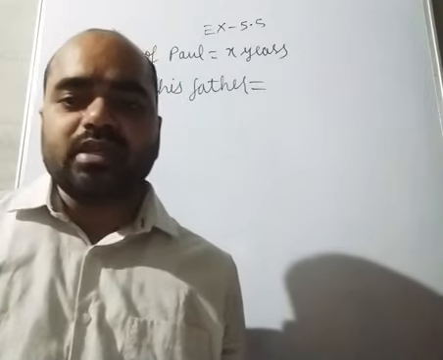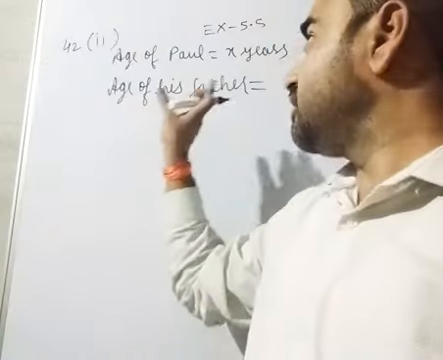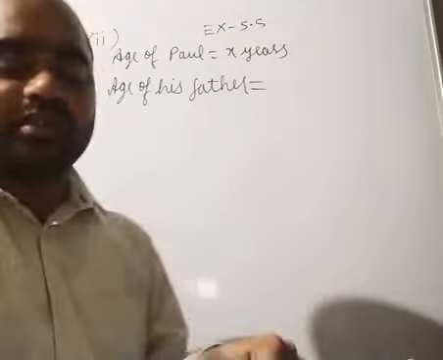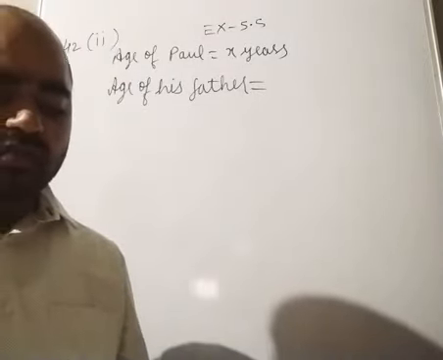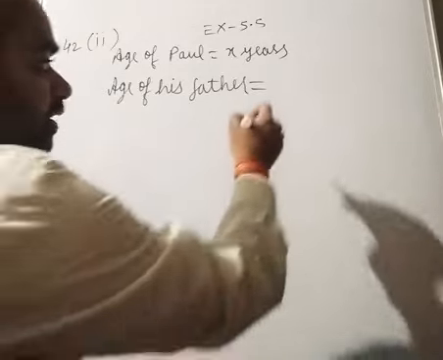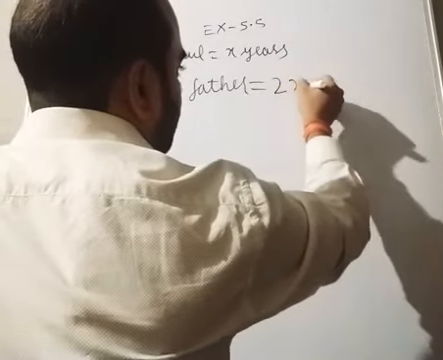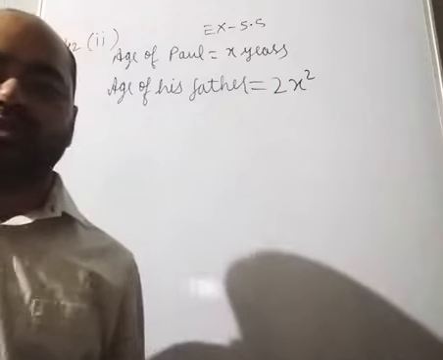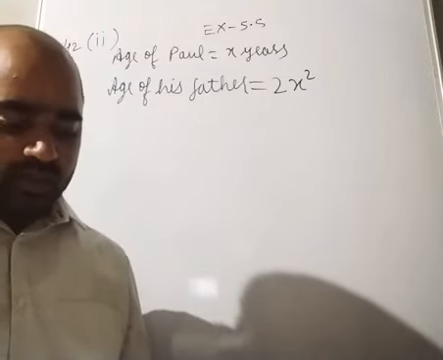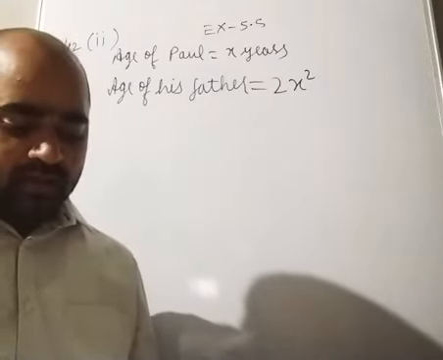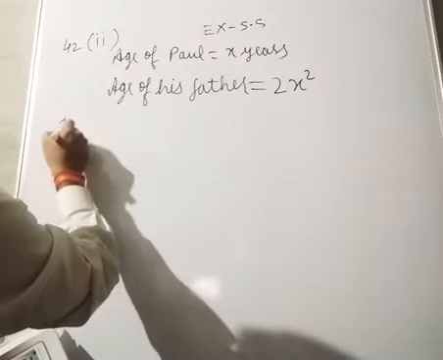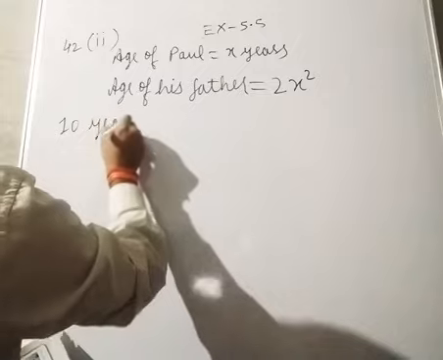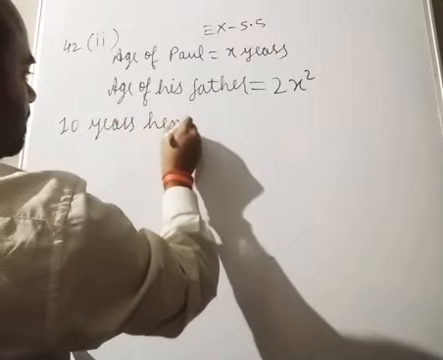Now next question is 42, second part. Paul is x years old. The age of Paul is x years, given. And what about his father's age? His father's age is twice the square of Paul's age. Twice the square of Paul's age, correct? Now the condition: 10 years hence. What are the ages 10 years hence?